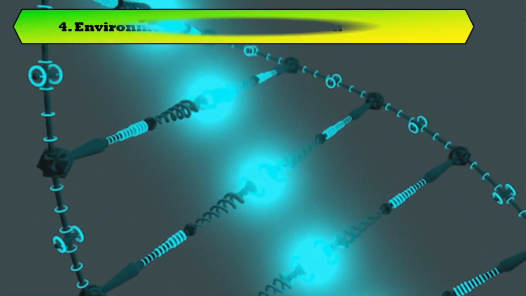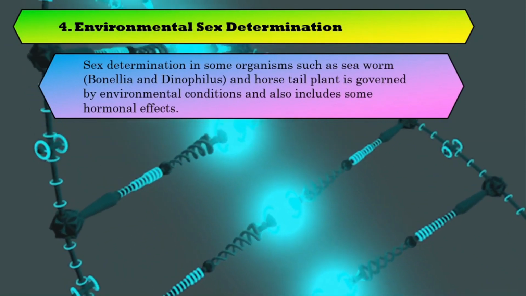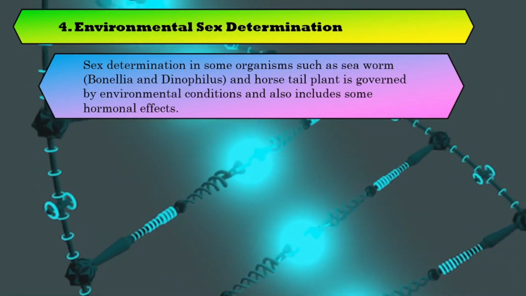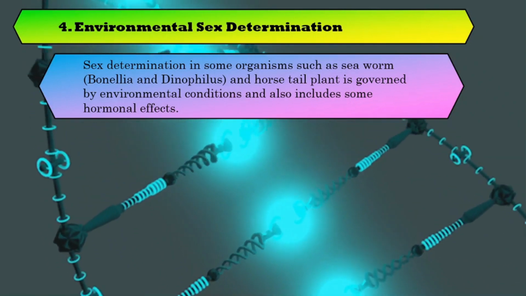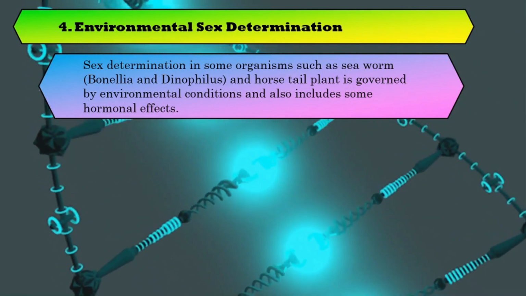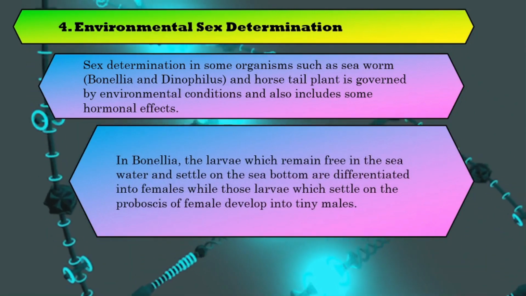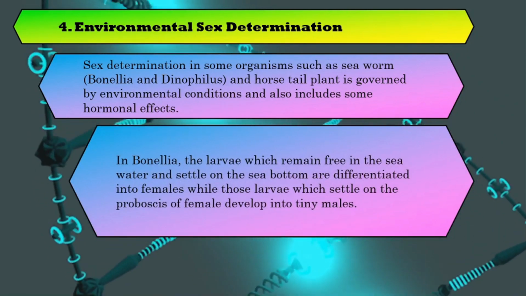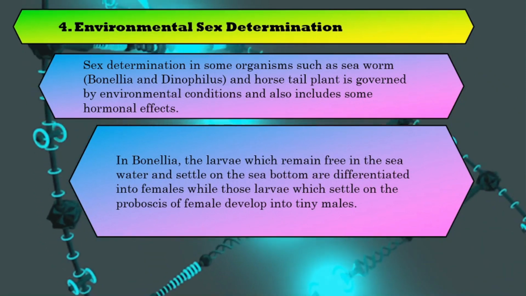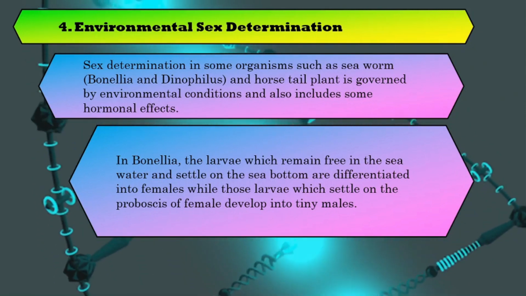The fourth and last mechanism of sex determination is environmental sex determination. Sex determination in some organisms such as the seaworm Bonellia, Denopulus, and the horsetail plant is governed by environmental conditions and also includes some hormonal effects. In Bonellia, the larvae which remain free in the sea water and settle on the sea bottom differentiate into females, while those larvae which settle on the proboscis of a female develop into tiny males.